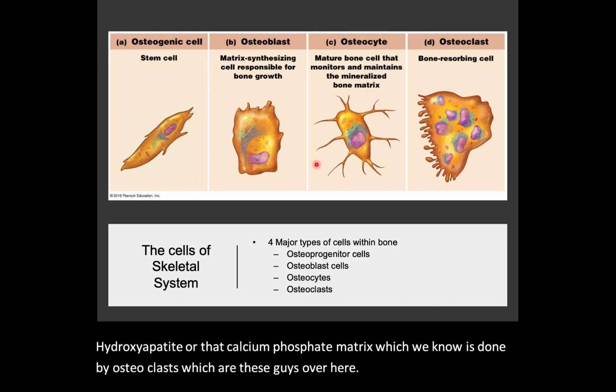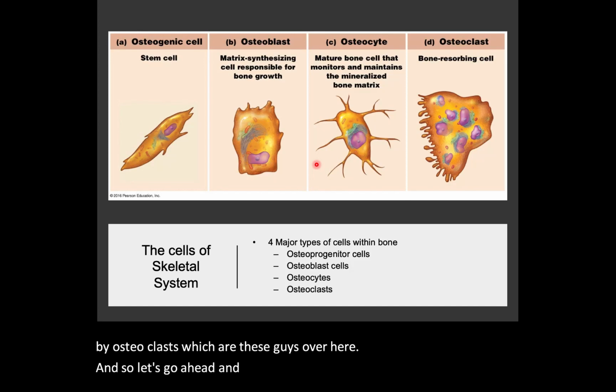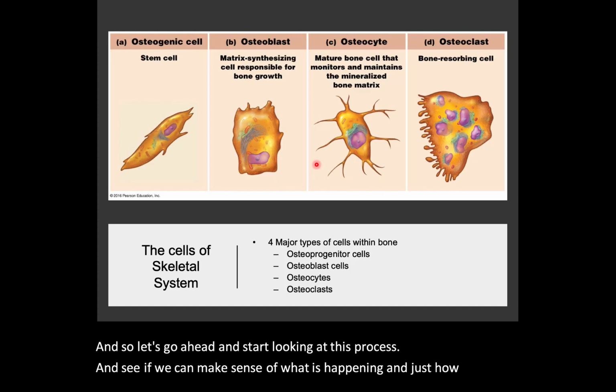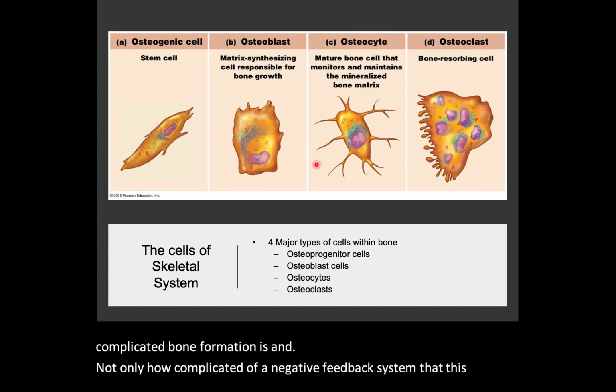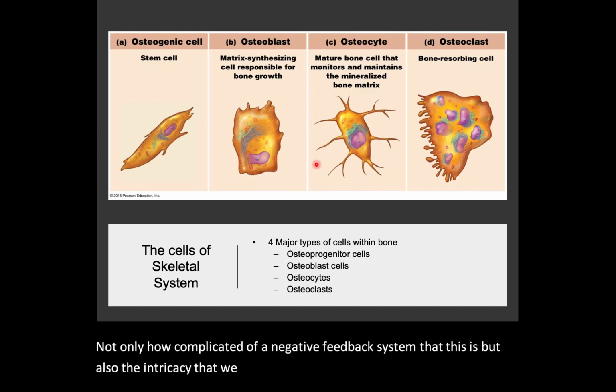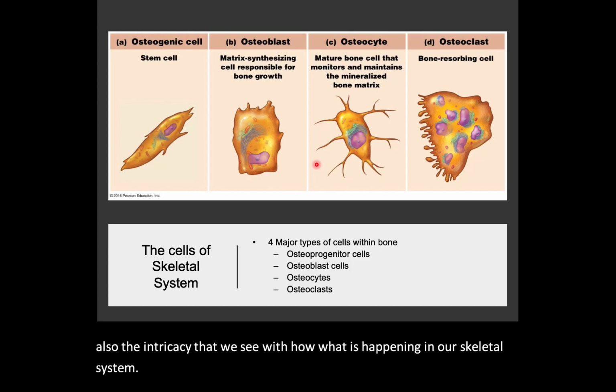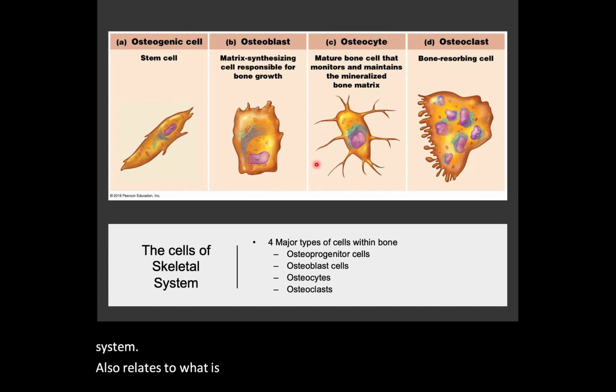And so let's go ahead and start looking at this process and see if we can make sense of what is happening and just how complicated bone formation is, and not only how complicated a negative feedback system this is, but also the intricacy we see with how what is happening in our skeletal system relates to what is happening elsewhere within the body and other systems.